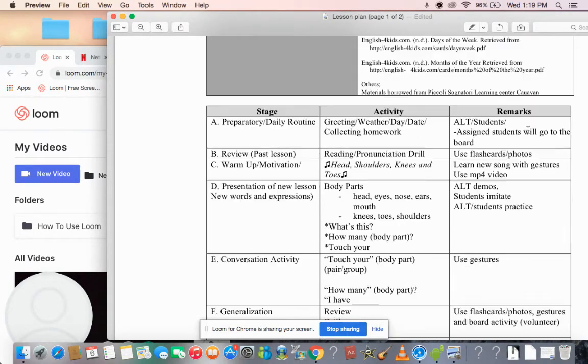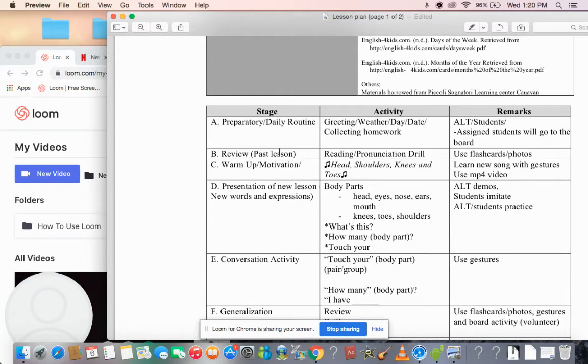Okay, so I divided my lesson plan after the reference into three parts: the stage, activity, and remarks. First we have the preparatory or daily routine. It's like you're doing the greeting, the weather, the day, date, collecting of homework. Usually you do this daily routine. You can call a student to ask them about the weather, what day is today, so they can stand up. And if you have some calendar, that would be better.